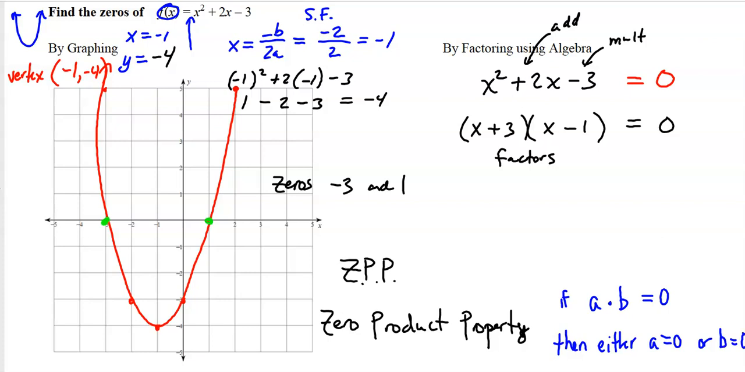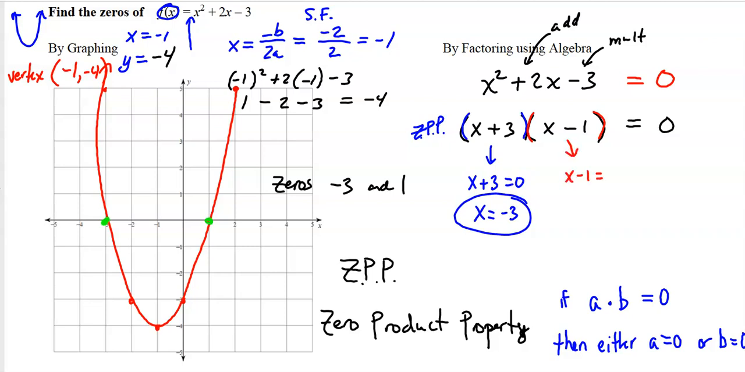So I'm going to apply ZPP to these factors because I have these two things that multiply together to make 0. I have this blue parenthesis, if that ends up being 0, or the red parenthesis. So what you want to figure out is, when is this going to equal 0? When is x plus 3 equal 0? Well, this one's pretty easy. You probably could just look at it and say, when x is -3. And the red one, when is x minus 1 going to equal 0? Well, when x equals 1.